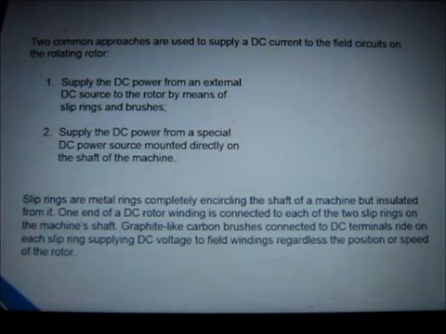What are slip rings? These slip rings are metal rings completely encircling the shaft of a machine but insulated from it. One end of the DC winding is connected to each of the two slip rings on the machine shaft. These are made of graphite-like carbon brushes connected to DC terminals, and they supply the DC voltage to the field windings regardless of the position or speed of the rotor. It is just fixed to it, and we collect the current from these two parts, the slip rings.